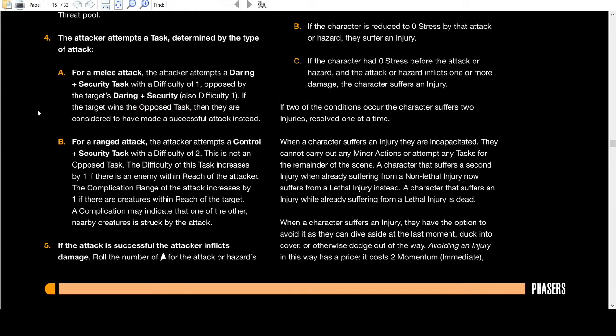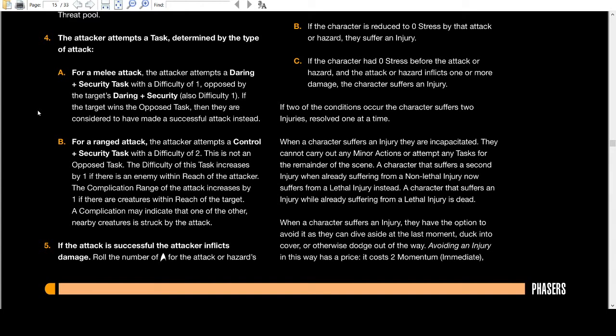Okay. B, for range attack, the attacker attempts a control plus security task with a difficulty of 2. This is not an opposed task. The difficulty of this task increases by 1 if there is an enemy within reach of the attacker. The complication range of the attack increases by 1 if there are creatures within reach of the target. The complication may indicate that one of the other nearby creatures is struck by the attack.